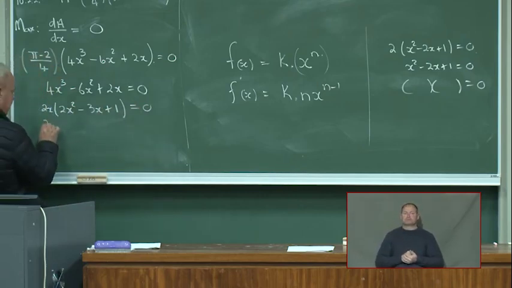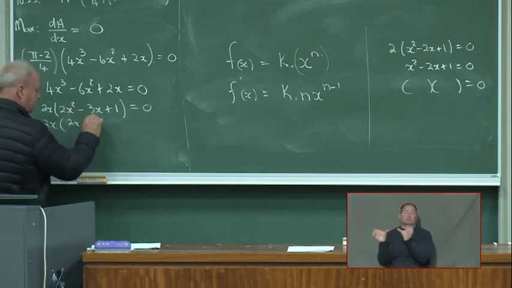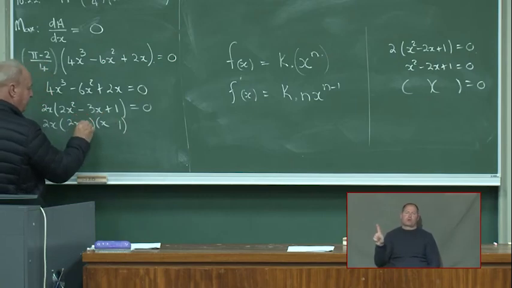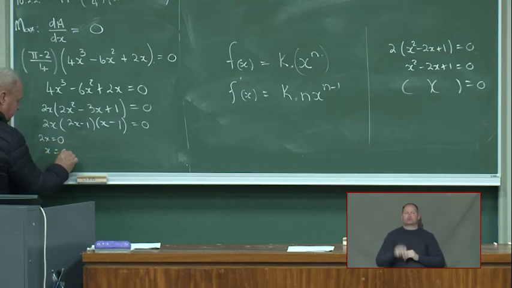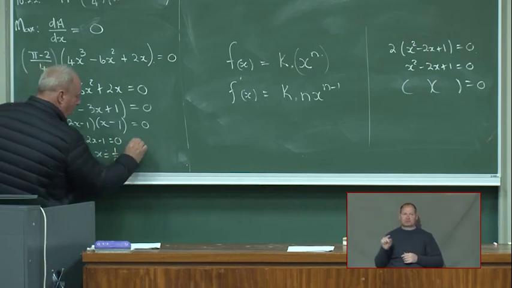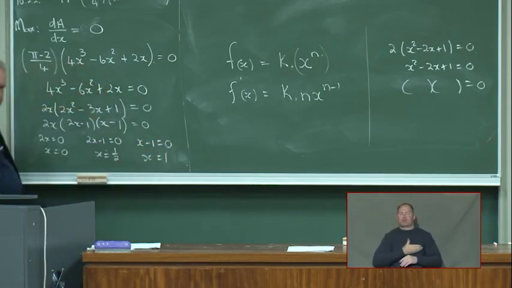So here we can say it is 2x. The factors of 2x squared are 2x multiplied by x. Factors of 1 are 1 and 1. Same sign, both negative. Correct? So therefore, 2x is equal to 0, x is equal to 0. 2x minus 1 is equal to 0, x is equal to a half. Or x minus 1 is equal to 0, so x is equal to 1, correct?